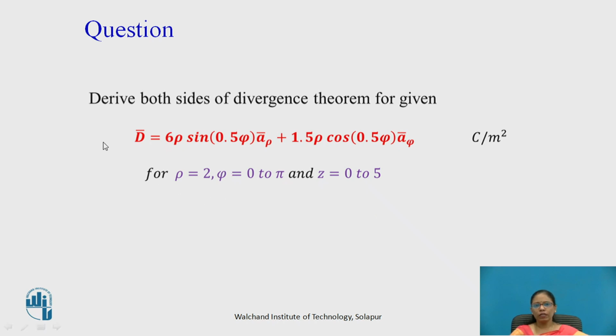So, I have taken a case here, this question, where I want to derive both sides of the divergence theorem for a given D bar. This D bar is in cylindrical coordinate system and these are the ranges given, and for this we are going to verify the divergence theorem.